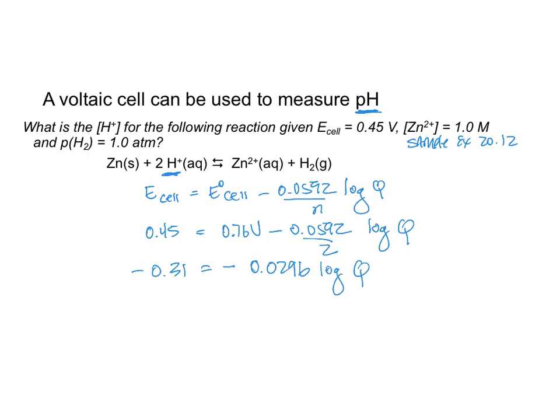Then I will get a 10.47 is equal to the log of Q, and Q is going to be equal to 10 to the 10.47. That comes up to be 2.95 times 10 to the 10th. Now, what is Q? Well, you know, we kind of ran out of space on this slide. So let's look at another one.